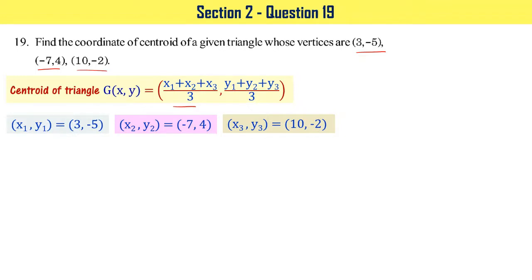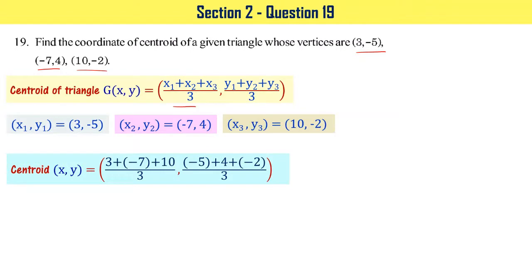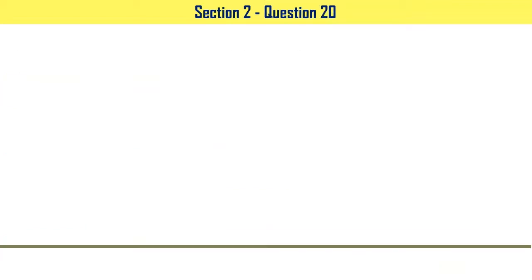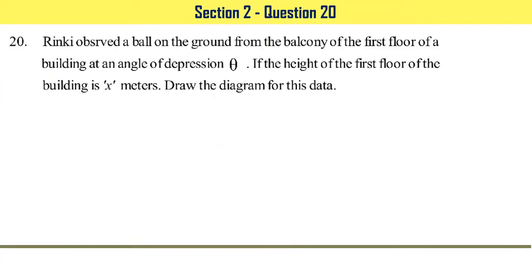Let's substitute these three pairs into the centroid formula and simplify it such that you get centroid x comma y is 2 comma minus 1. Let's write that. Centroid of the given triangle is 2 comma minus 1. Let's go to the next question. Question number 20.